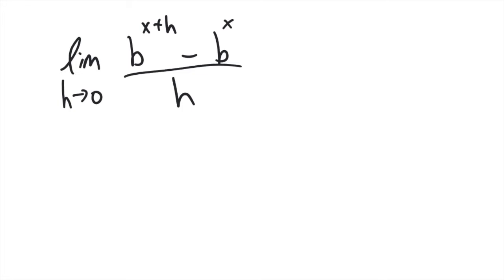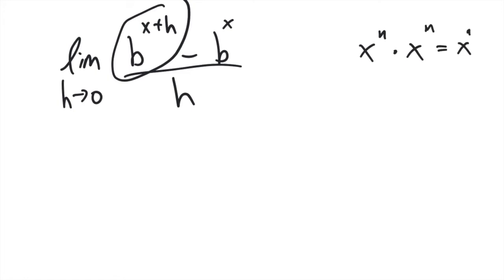Now, we can't factor like we could have with rational functions. We can't combine a bunch of stuff together and see what happens, but we can use some of the rules that we know from our past. Specifically, I want to focus on this b raised to the x plus h part, and hopefully one rule that you remember from your past is the rule with exponents that says that x to the n power times x to the m power, you would add those exponents together. That would become x to the n plus m power.